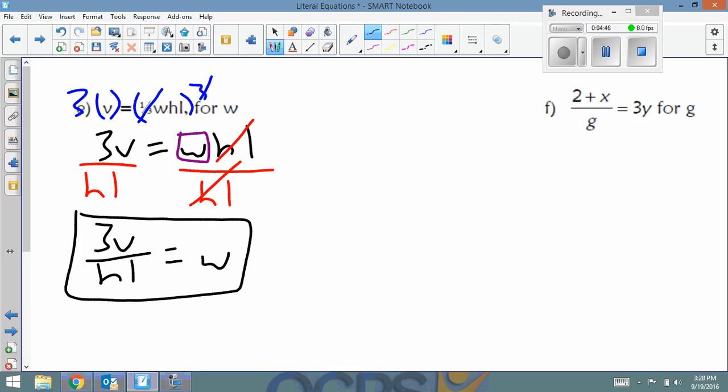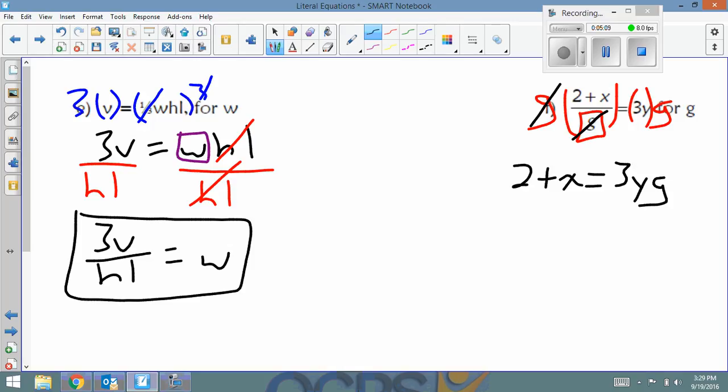On letter F, we're solving for G. But the problem with this is this G is in the denominator. So to do something, we have to get it out of the denominator. So by doing that, remember to get rid of a fraction, multiply both sides by that denominator, which in this case is G. Those G's will cancel out, so you're left with 2 plus x equals, and then that's just going to be 3yg.